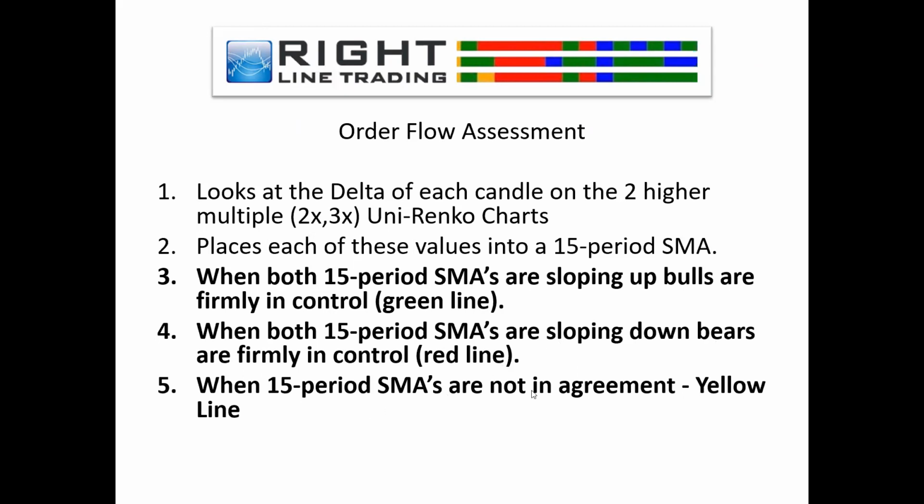And when the 15 periods are not in agreement, you're going to get a yellow line, and it tells you that there's no agreement, and you're not going to trade because it defines chop. And chop is incredibly important to define, because you need an objective assessment by which to define chop. Because the likelihood of getting a winning trade in chop is exceedingly low. And our goal as day traders is not number one to get winners. Our number one goal is to avoid losers.